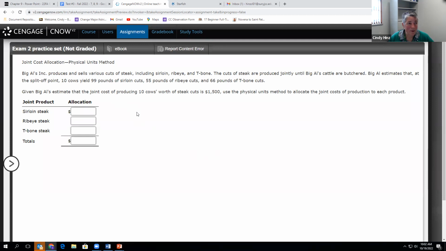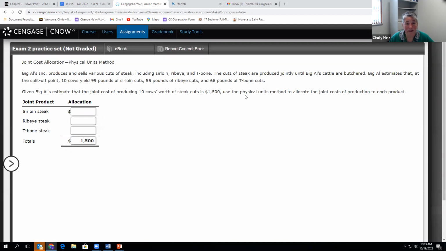Big Al's Inc. produces and sells various cuts of steak, including sirloin, ribeye, and T-bone. The cuts of steak are produced jointly until Big Al's cattle are butchered. That kind of makes sense. Big Al estimates that at the split off point, 10 cows yield 99 pounds of sirloin cuts, 55 pounds of ribeye cuts, and 66 pounds of T-bone cuts. Given Big Al's estimate that the joint cost of producing 10 cows worth of steak cuts is $1,500, I'm just going to put that number down here in the total box. So it's $1,500 worth of steak cuts that we're allocating among those 3.